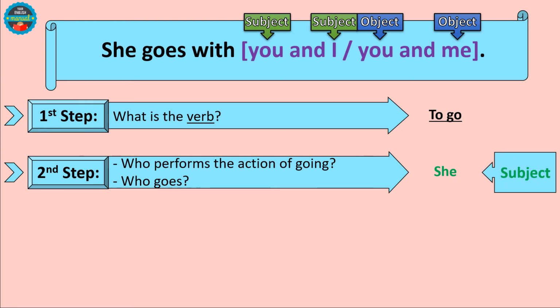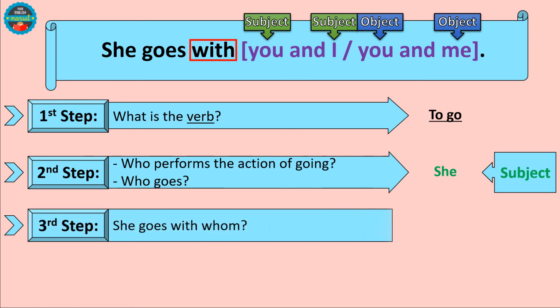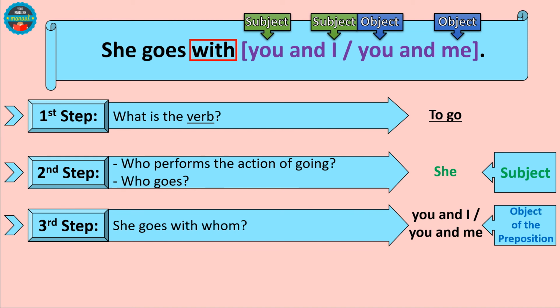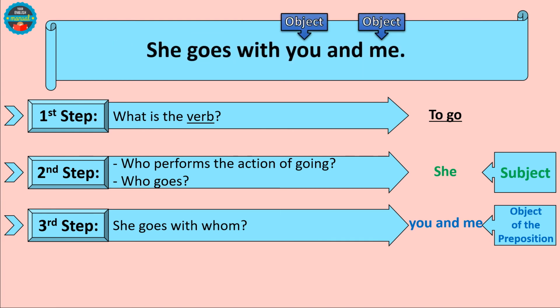In this sentence, we have the preposition with, so we have to discover the object of this preposition. We ask, she goes with whom? Answer, you and I or you and me. Then, you and I or you and me is the object of the preposition with in this sentence. Since it works as an object, we must use an object pronoun. Therefore, the right way is she goes with you and me.